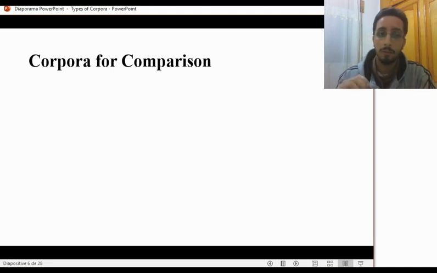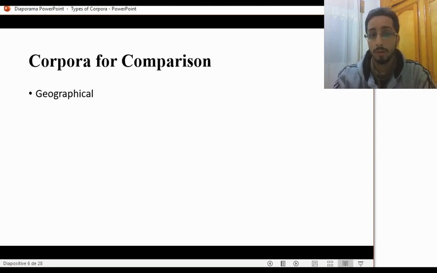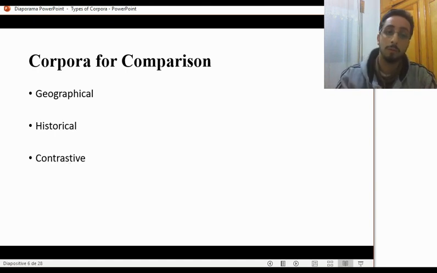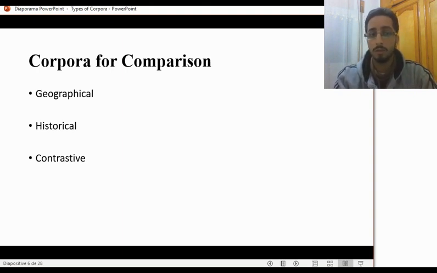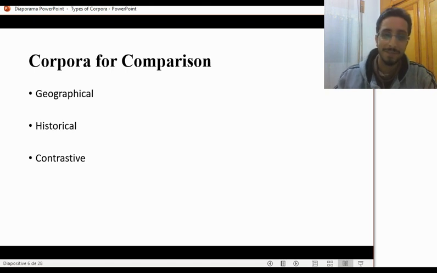Okay? Now, the first type of corpora which are created for comparison are geographical corpora. So this type of corpora compare how one language is different in two different geographical locations. So for instance, you may be interested in seeing how Spanish is used in Spain versus in Argentina. Another type of corpora for comparison are historical corpora. So again, you would like to see how one language changes over time. And finally, there are contrastive corpora for comparison, and this type of corpora are basically created in order to be contrasted with themselves. So this type of corpora contain different language varieties so that you can see and make discoveries, right? So yeah, let's talk more about geographical corpora.